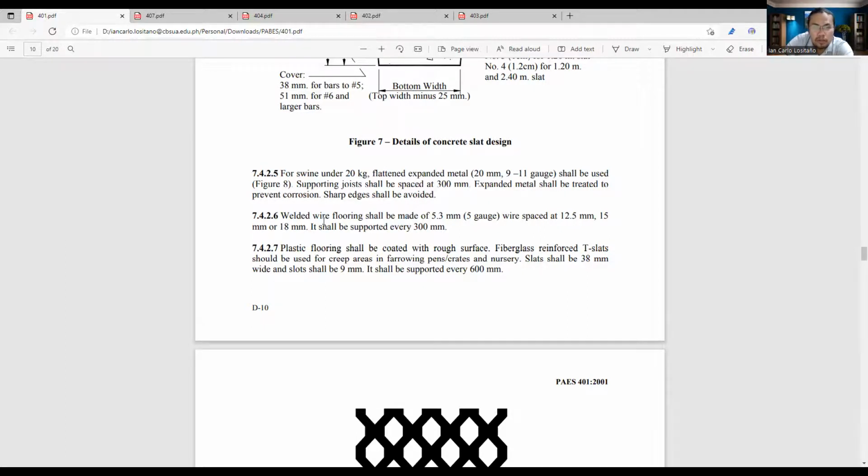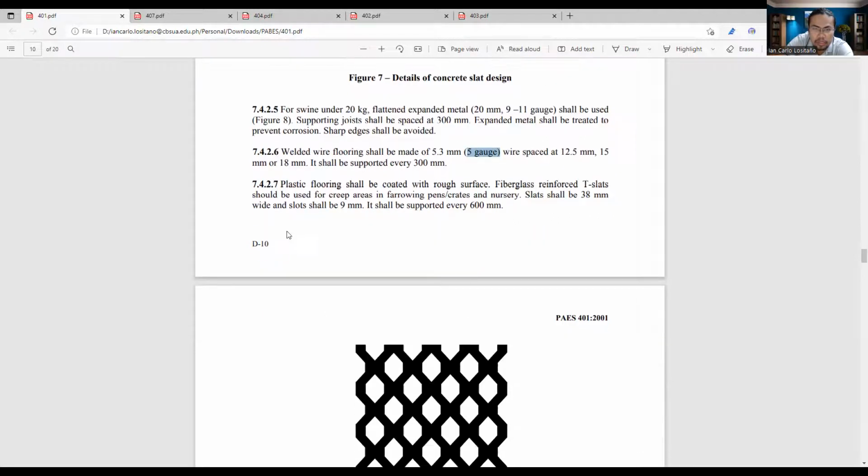Welded wire flooring shall be made of 5.3 meter, 5 gauge wire spaced at 12.5 millimeters, 15 millimeters, and 18 millimeters. It shall be supported every 300 millimeters. Plastic flooring shall be coated with a rough surface. Fiberglass reinforced T-slats should be used. This is recommendatory, but the slats shall be 38 millimeters wide and the slots shall be 9 millimeters.